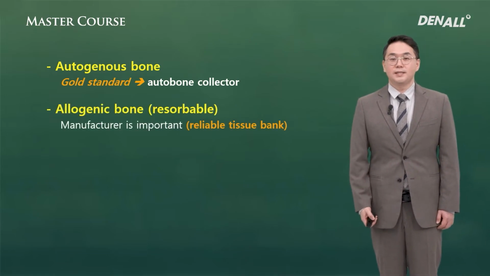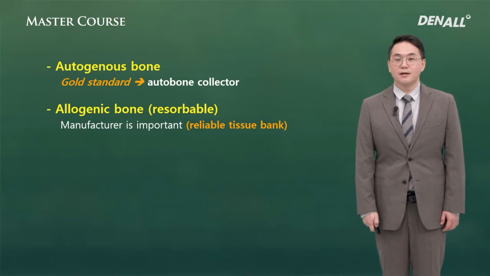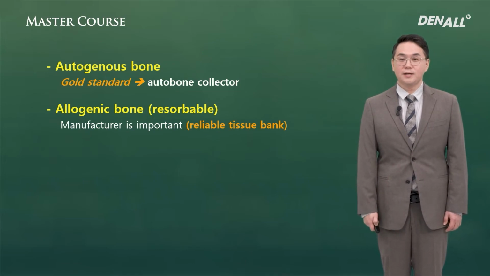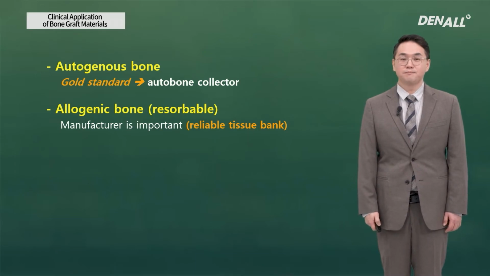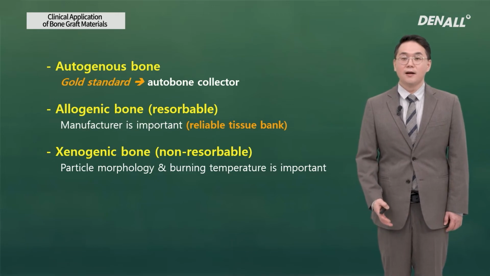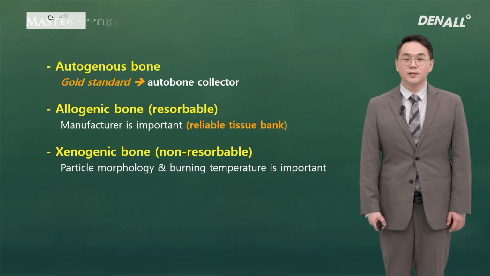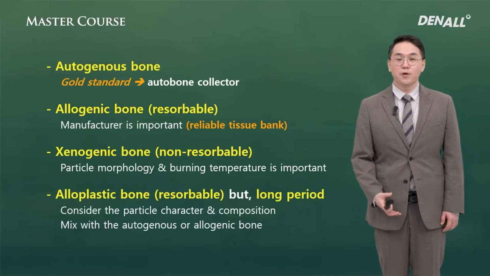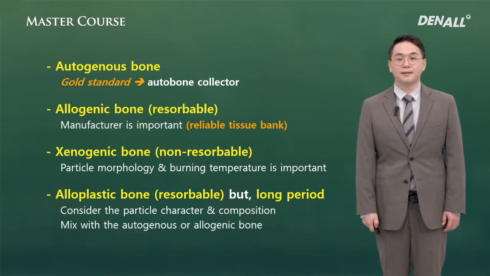Next, allogenic bone is processed from a corpse, so we need to use a reliable tissue bank. Hans Biomed was the first tissue bank in Korea. The show-us from OSSTEM is pretty good bone, and xenogenic bone is non-resorbable, so the xenograft sintered at low temperature is better. The same is for alloplastic bone. We need to consider porosity and pore structures.